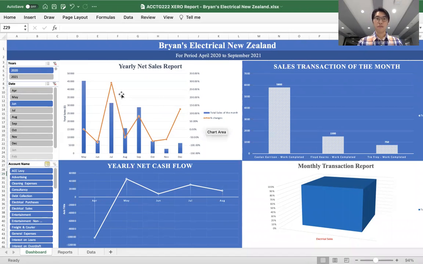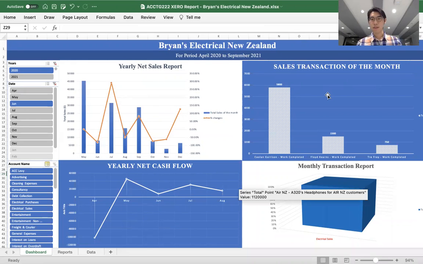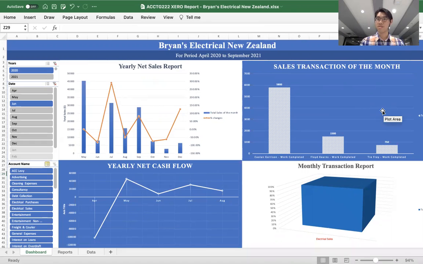As you may notice, 2 of the charts at the left side are yearly, whereas 2 of the charts at the right side are monthly. This is because the logic behind is when you're having questions about why a particular month is showing like this, or why the percentage change is changing so dramatically, we can look deeply to see, oh, this is the reason for that month. This is the sales transaction of that month. Or if you are curious about the net cash flow, you can go into the monthly transaction report to see what is the inflow or what is the outflow.